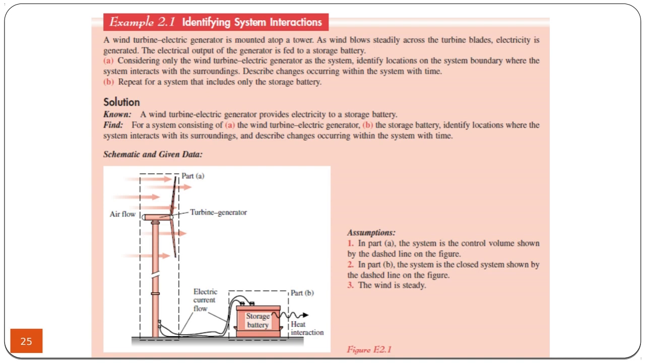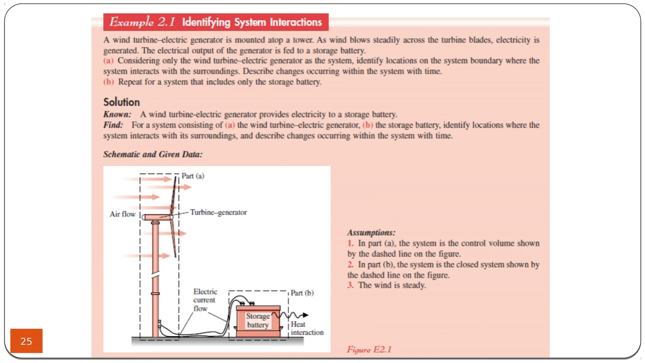Here we have an example. It's not numerical, but it's necessary to go over it because it's related to some concepts. As you can see, in the example, a wind turbine is given. The first system involves the wind turbine only. A second system involves a battery that is charged by the electricity generated by this wind turbine.